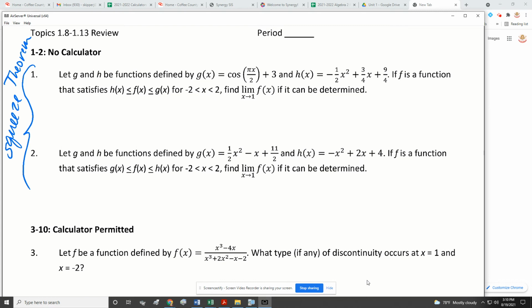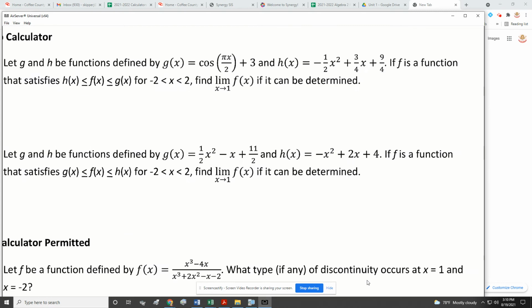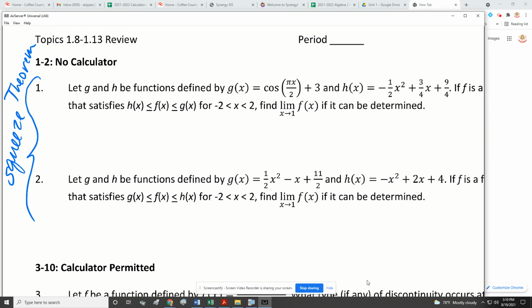So for this first one, if we know that f is falling in between h and g, that's going to be kind of a hint that we're going to use the squeeze theorem to find the limit. So I'm going to find this limit, or try to, by finding the limit as x approaches 1 of g of x and the limit as x approaches 1 of h of x, and if they're the same, I automatically know that's the limit as x approaches 1 of f of x. If they're different, then I know it cannot be determined.